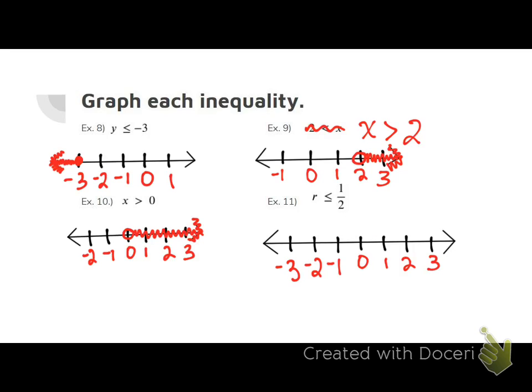So if you have to put something at a fraction, if you want to count by fractions, technically that's okay. I just think that's more work than it needs to be. So I would just put it halfway between 0 and 1. Is it going to be open or closed? Closed because of the equal to bar. And I'm going to shade to the left because it's a less than symbol.